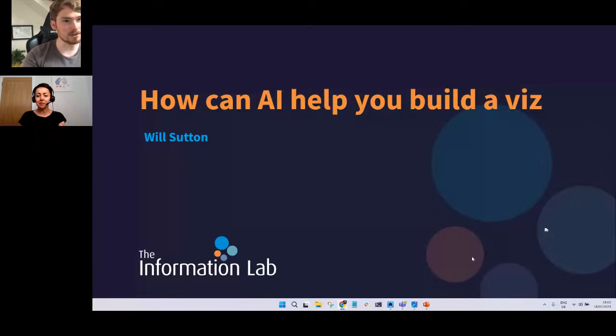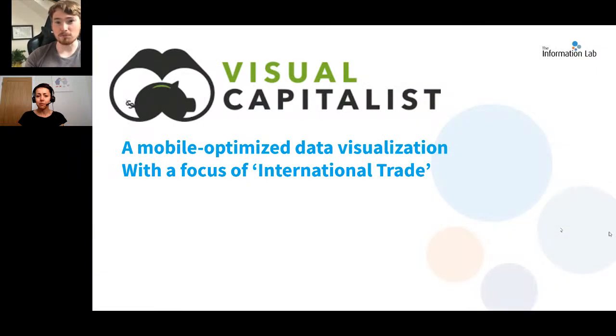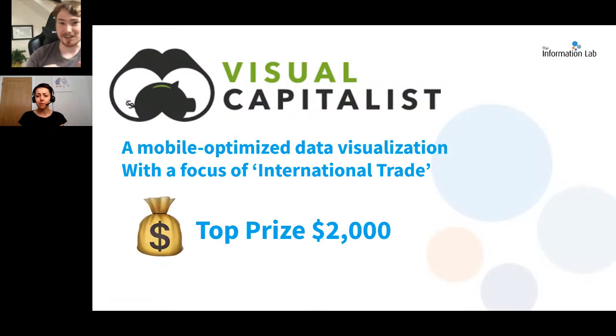I've got a little project in mind, and it started off with this. Visual Capitalist is a well-known data visualization provider. They were running a competition about building a mobile-optimized data viz on the focus of international trade. And what was important to me was the top prize was £2,000. It's like, yes, this is a chance. They're all struggling a bit more these days with cost of living, and I was like, okay, this has got my eye. This is a competition. I want to try and win this as best I can.